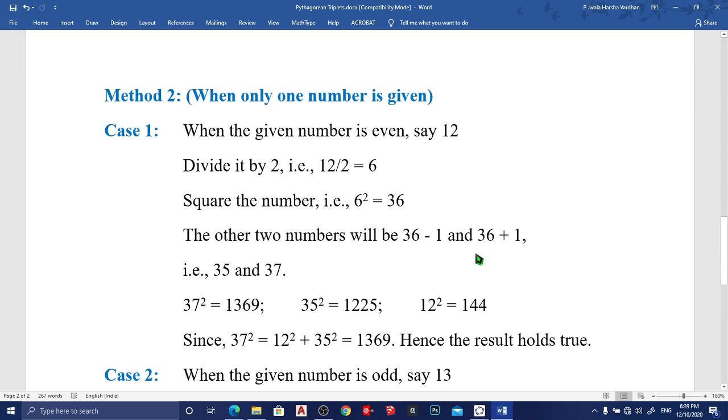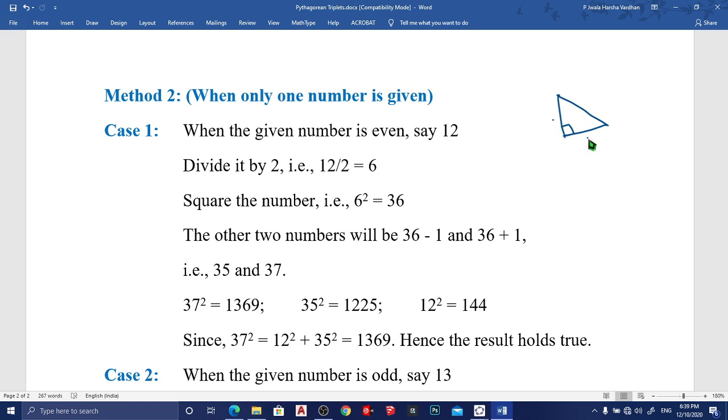Next, method 2. In this problem only one number is given. By using that number you have to find out the remaining two sides. This number is actually one of the sides of the right angle triangle. For example, in a right angle triangle, that number may be this side or this side. Okay, remaining two sides you have to find out.